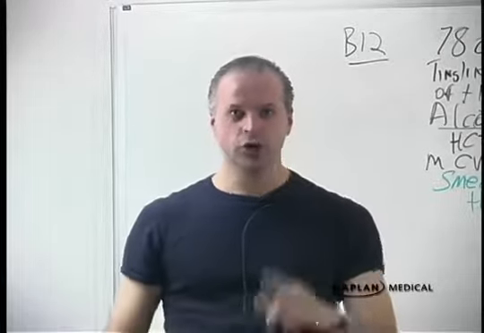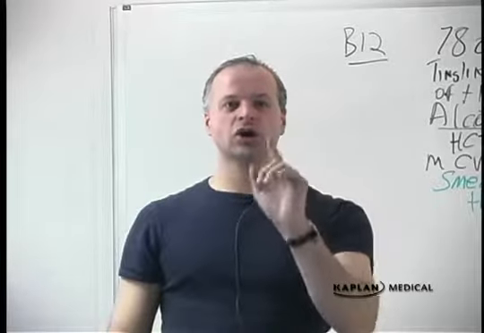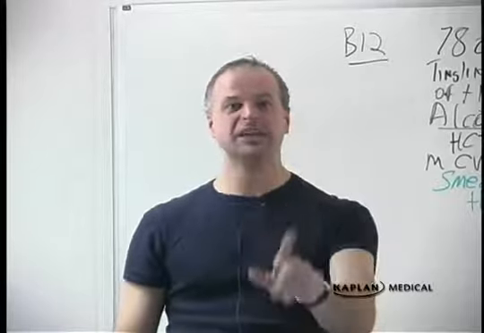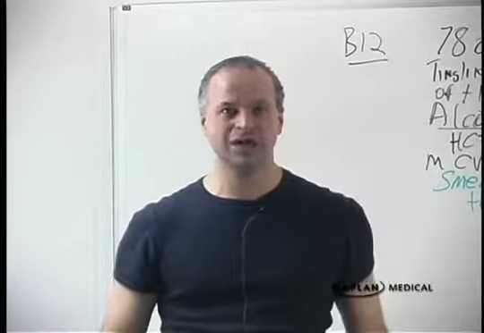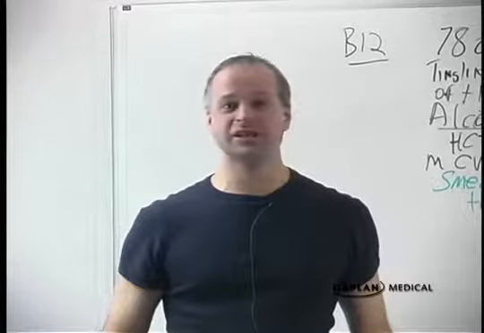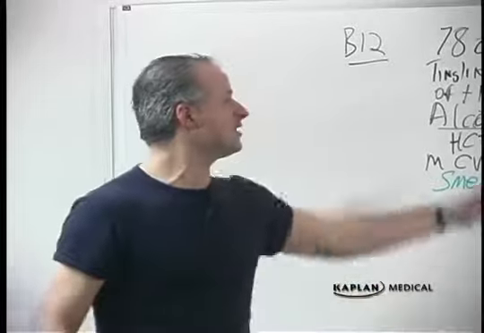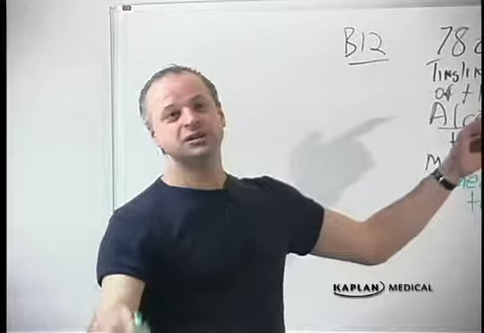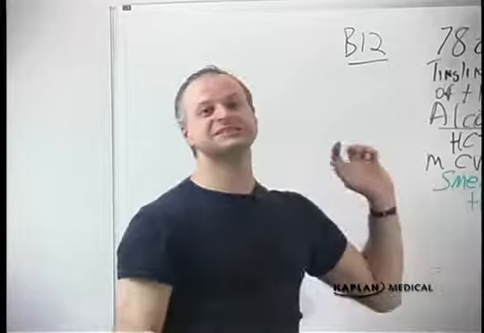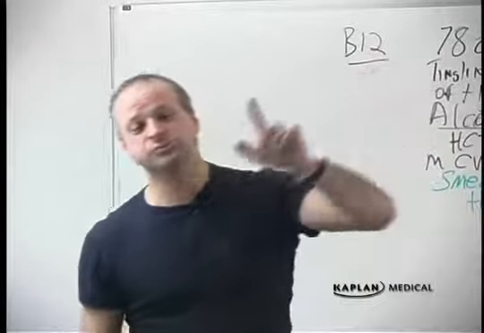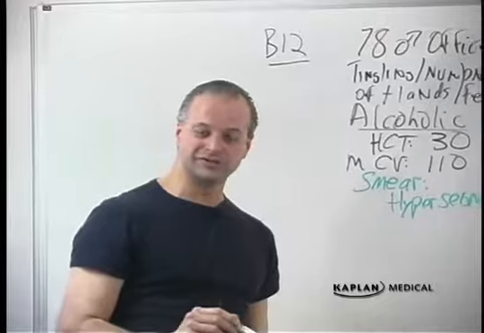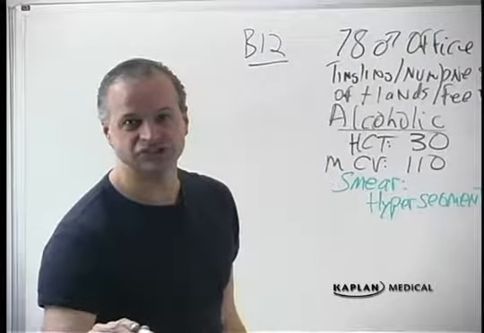alcohol-induced neuropathy. Remember, alcohol can do everything that B12 and folate can do, including the neurological problems. But alcohol does not make you hypersegmented. Alcohol can cause peripheral neuropathy. Alcohol can cause dementia. Alcohol can cause myopathy. But alcohol does not cause hypersegmented neutrophils, and that is the difference.